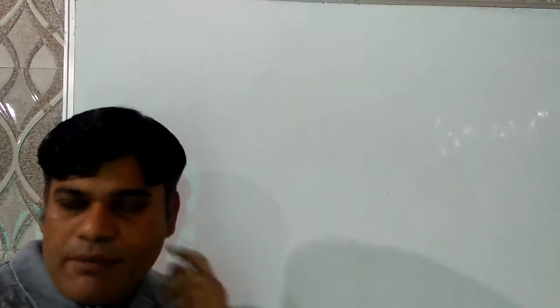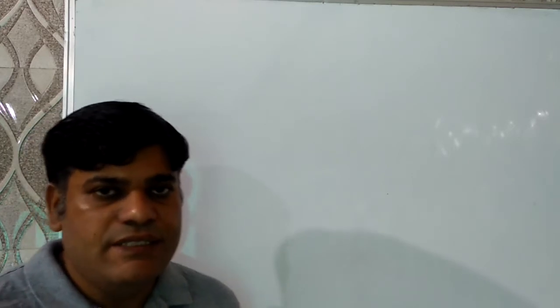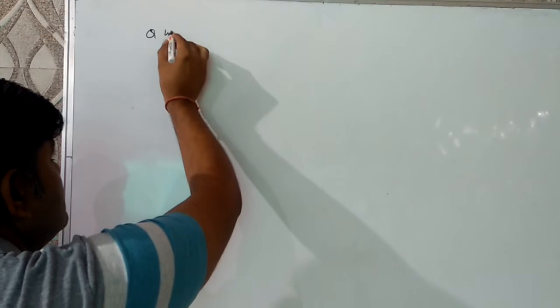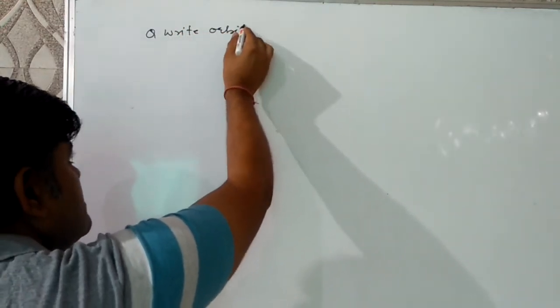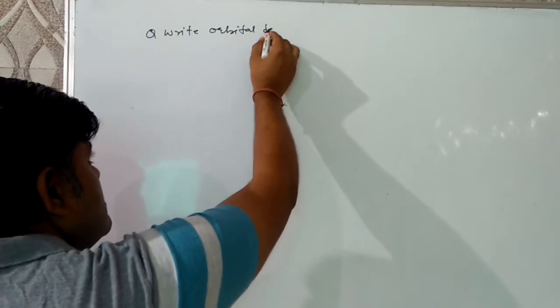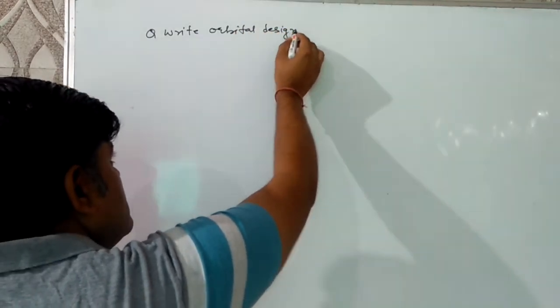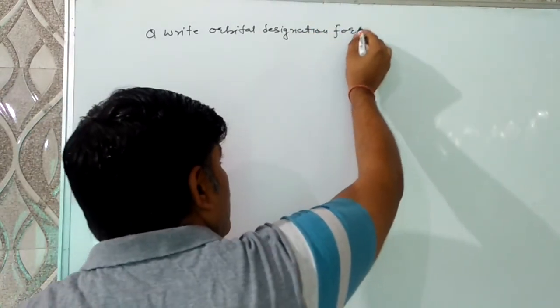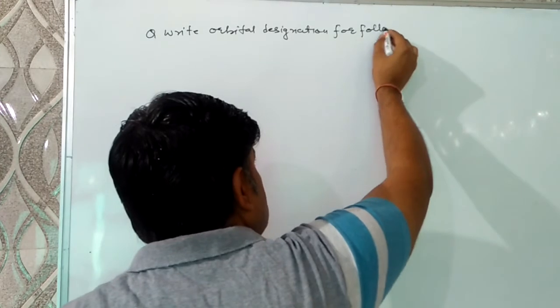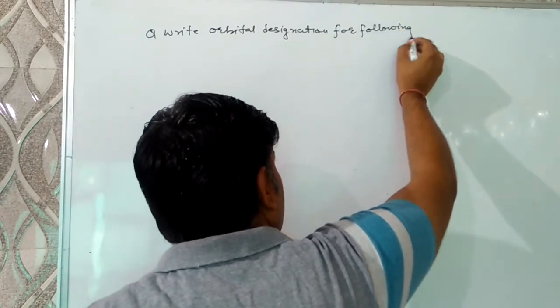So, after discussing the quantum numbers, today I am going to take a few questions and then we will discuss the electronic configuration. The first question might be: write the orbital designation for the following set of quantum numbers.